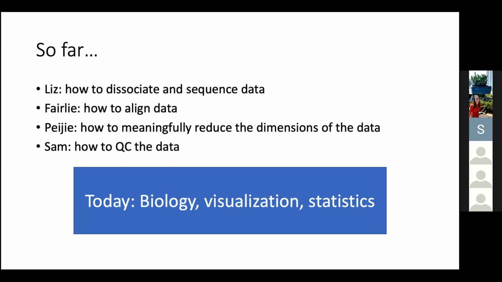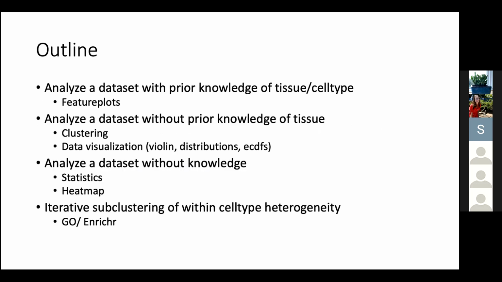Okay, so far, we've covered how to not dissociate data. We've covered how to dissociate tissue, how to generate data, how to sequence that data. Fairly talked about how to align the genomic data. Beijia talked about how to meaningfully reduce the dimensions of the data, and Sam last time gave us a talk on how to QC the data. So today we're going to talk much more about more biology-oriented things. It's going to end up being a lot more about visualization and statistics, I think. But I still think this is going to be incredibly useful. I hope this is going to be incredibly useful for you guys to really get a feel for the underlying data distributions, which is surprisingly non-trivial.